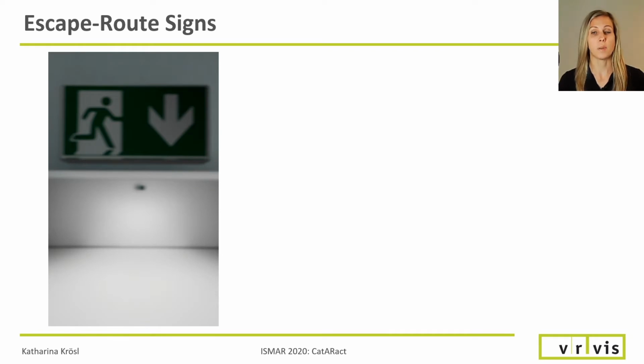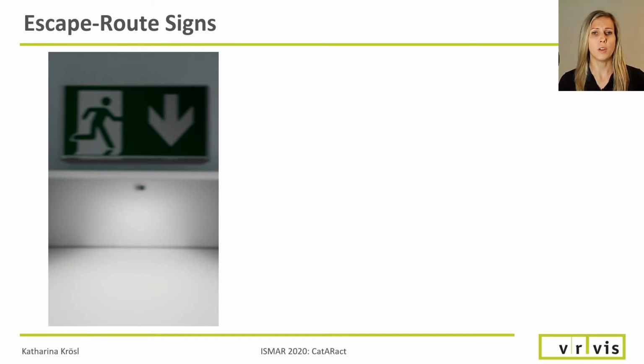This is an image of a typical escape route sign. It shows the shortest path out of a building in case of an emergency. Such signs have to be installed at a certain maximum distance to the next sign, so people always have one sign in sight that they can read.